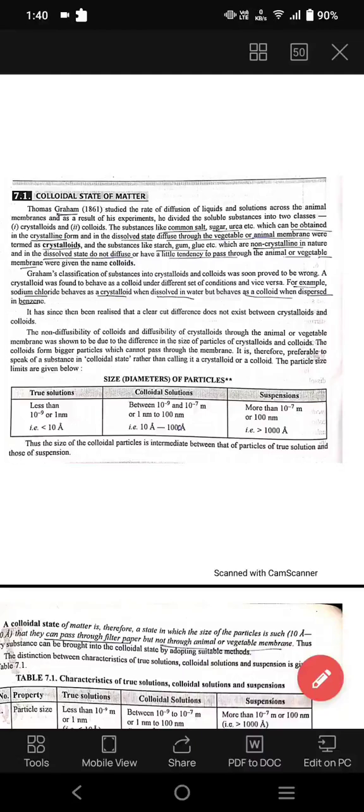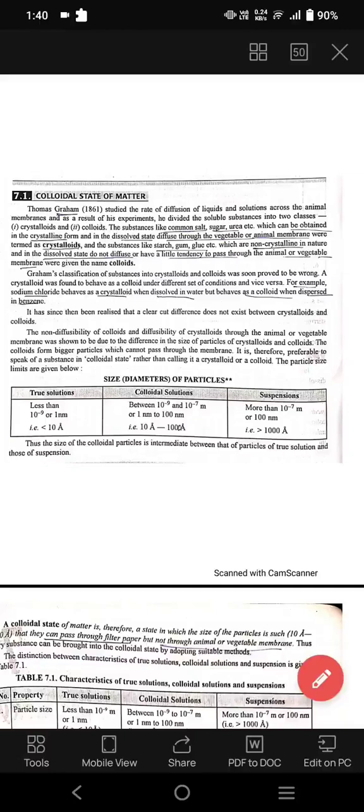Graham's classification of substances into crystalloids and colloids was soon proved to be wrong. A crystalloid was found to behave as a colloid under a different set of conditions and vice versa. For example, sodium chloride behaves as a crystalloid when dissolved in water but behaves as a colloid when dispersed in benzene. It has since then been realized that a clear-cut difference does not exist between crystalloids and colloids.